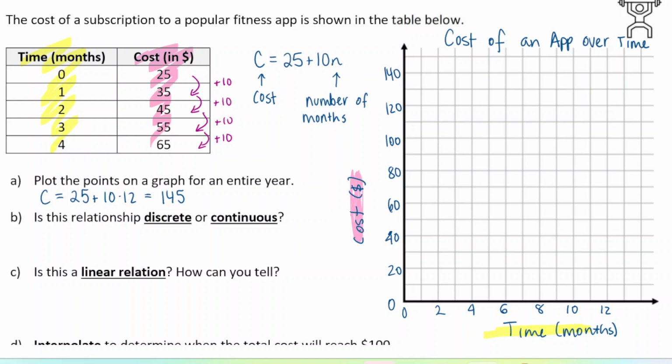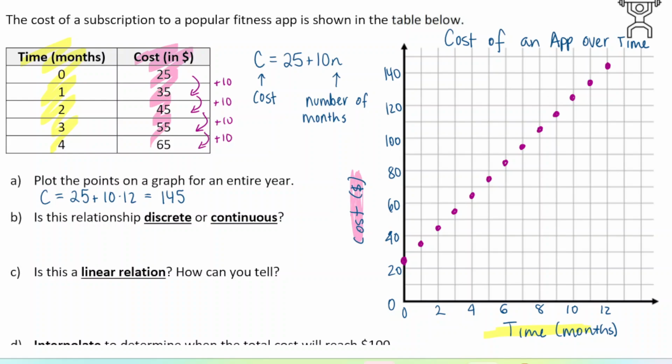And let's plot our points. So we're starting at 25, which is halfway between 20 and 30. So right here. And then we're going to 35, which is halfway between 30 and 40. And you can see as you plot more and more points, they're going to be in a straight line. So it's actually kind of straightforward to plot them because there's a nice pattern to it. And we should not connect our points here. And finally at 12 months, we're at $145.